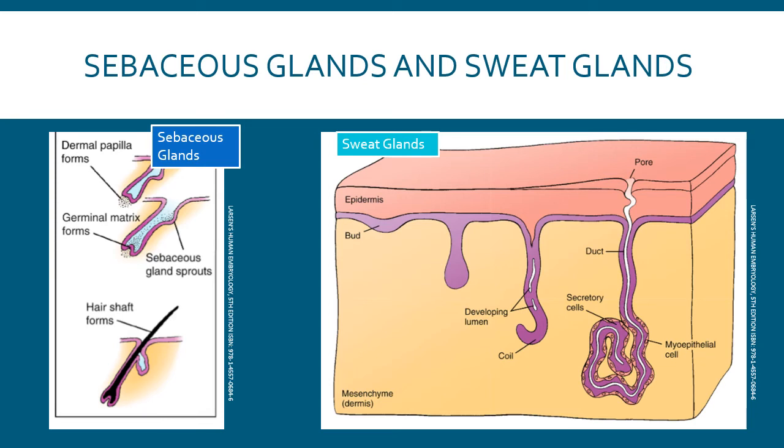Okay, so sebaceous glands and sweat glands are both derived from the epidermis and they grow down into the dermis. In the case of sebaceous glands, they're often associated with hair follicles. In the case of sweat glands, they may or may not be associated with hair follicles, but when they grow down into the dermis, they form this very spiral curved structure. The sweat glands are also usually innervated with muscles that trigger them to release sweat. So the contraction of the muscles around the sweat glands then leads them to release sweat to the exterior.